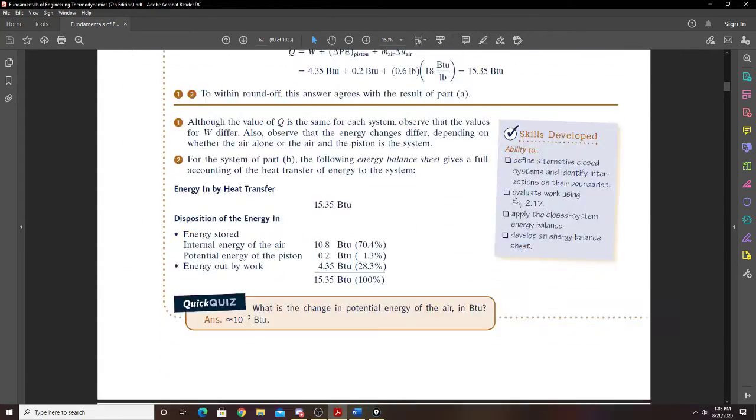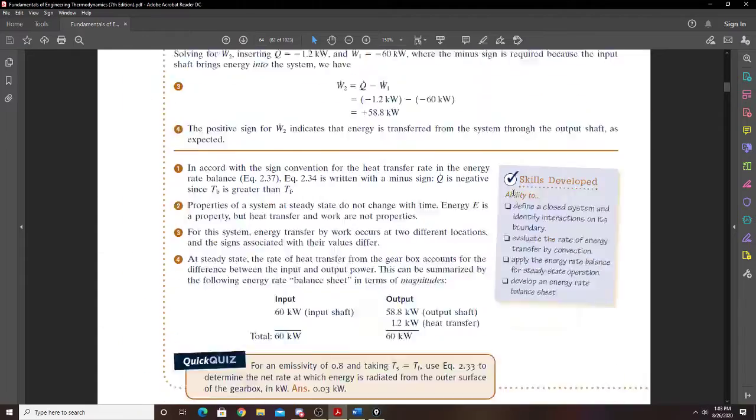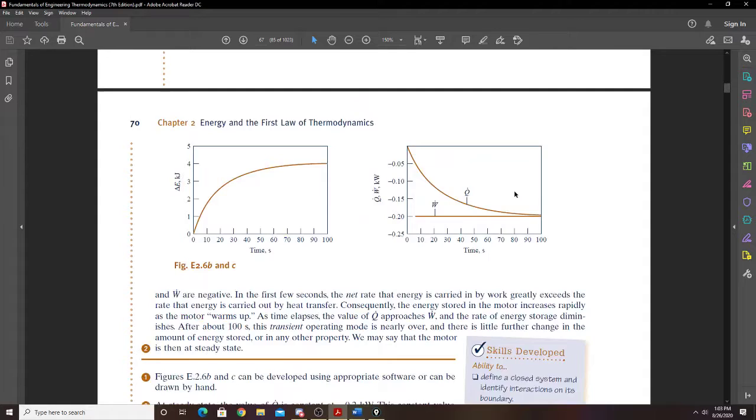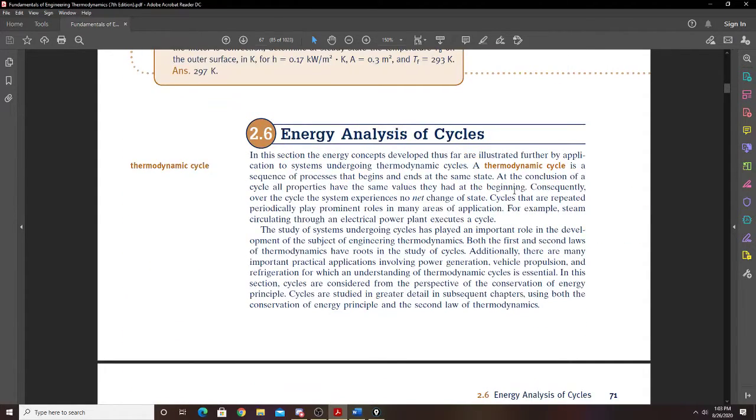So let me move down to where we are starting today, because the rest of the stuff is things that you probably won't see ever again. But that first question that we did, you will see. So this is the next section. It's 2.6, energy analysis of cycles. So let's get basically what a cycle is.